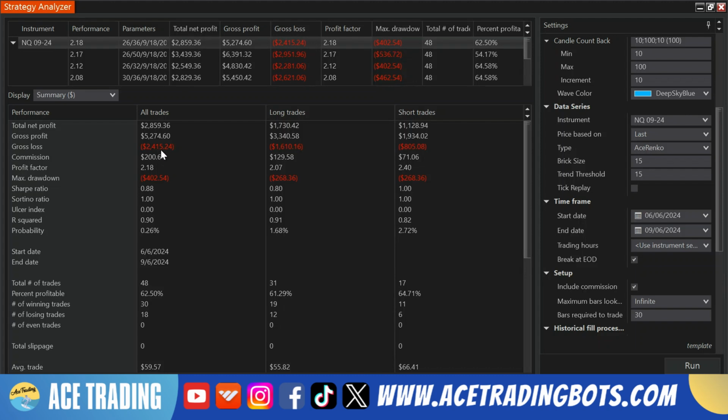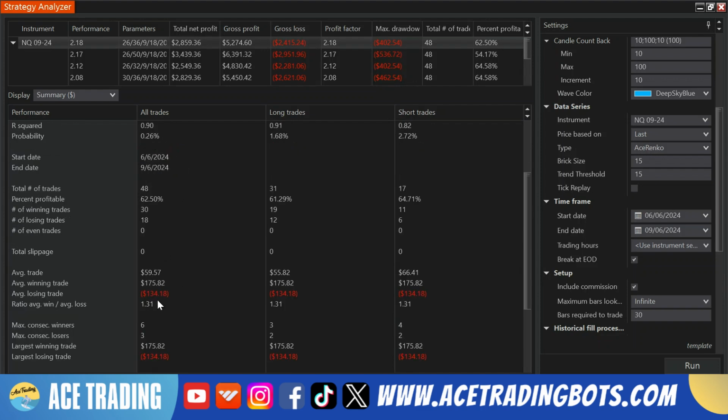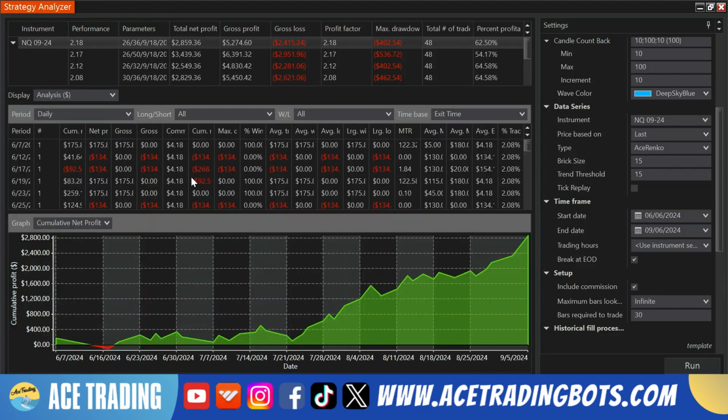Let's have a closer look at this analysis here. We can go down here, we can see all the values. In 3 months, it's taken 30 trades, 18 losses. Pretty comfortable with everything so far. Let's take a look at the analysis of it. And what do we notice? Well, we see there's a nice equity curve from about here, but something has happened along here.